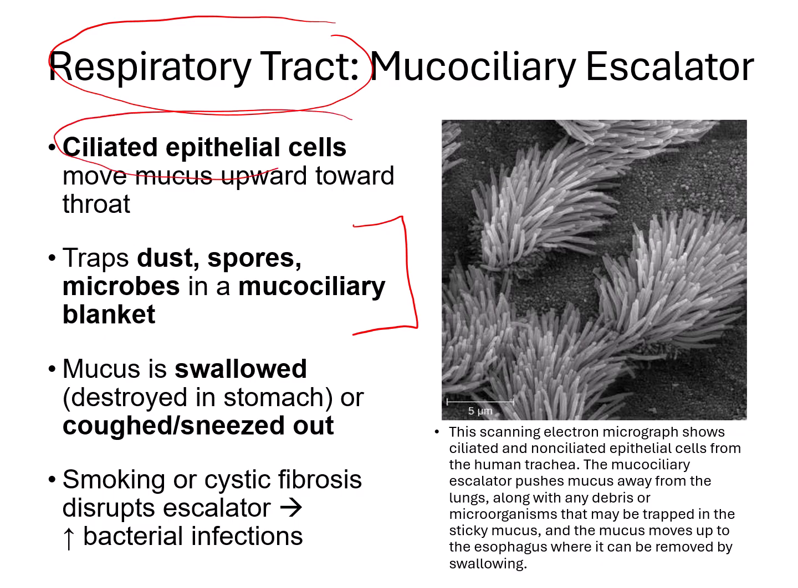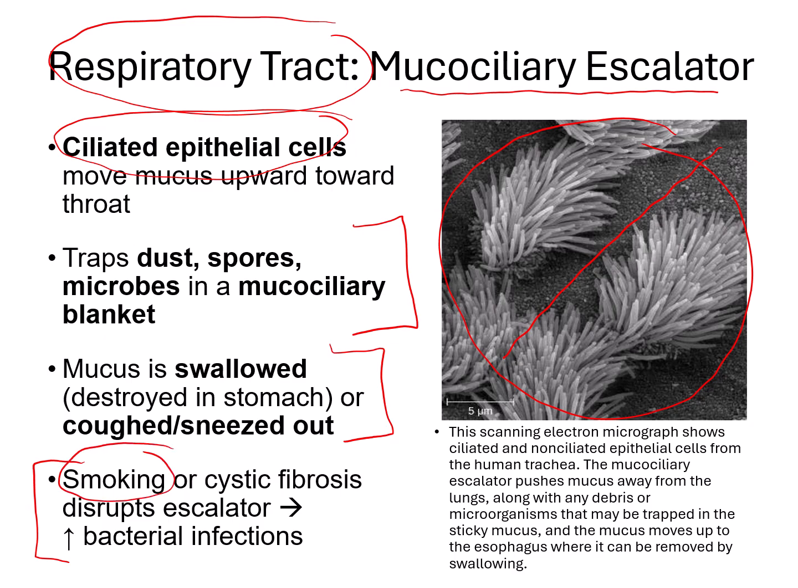We also have ciliated epithelial cells, which will then move this mucus upward toward the throat in what we call the mucociliary escalator. From there, mucus can either be swallowed and destroyed in the stomach, or coughed or sneezed out of the system. And unfortunately, smoking and cystic fibrosis can impair the system, which is why these patients often develop recurrent respiratory infections. In smoking, if it has not yet caused extensive damage, the cilia might temporarily be paralyzed, but they can regain function after a short period of time.